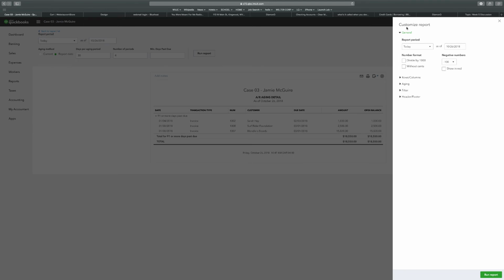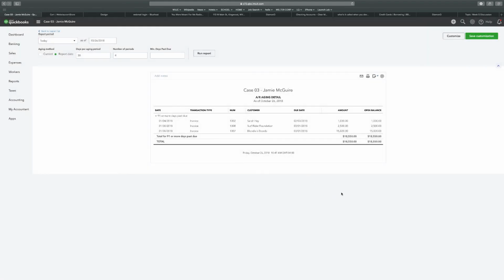Customize it again by the same things. Take out the cents, divide by 1,000. Change the way negative numbers are displayed. All that kind of stuff. Save it just like the other reports.